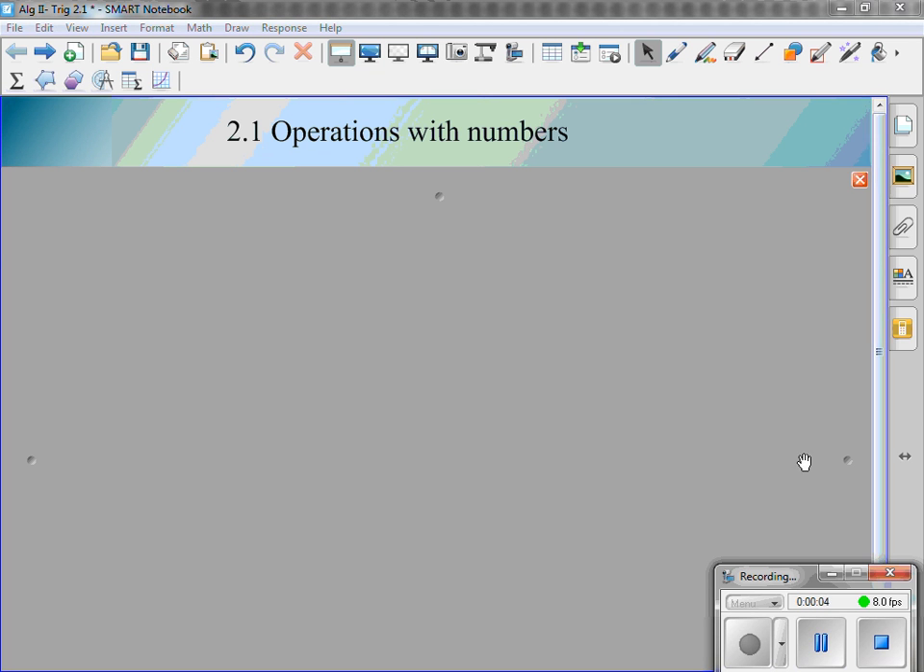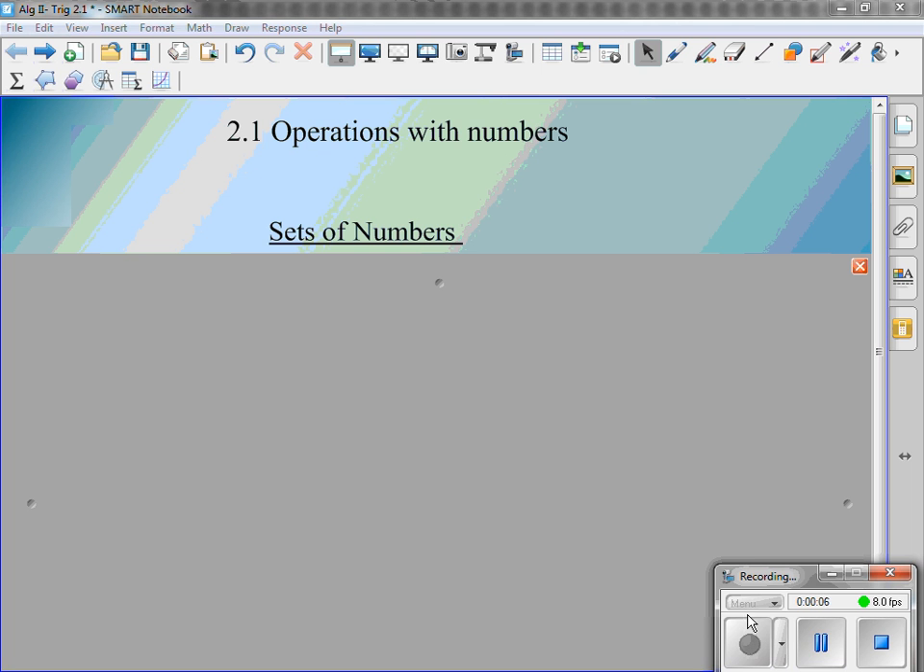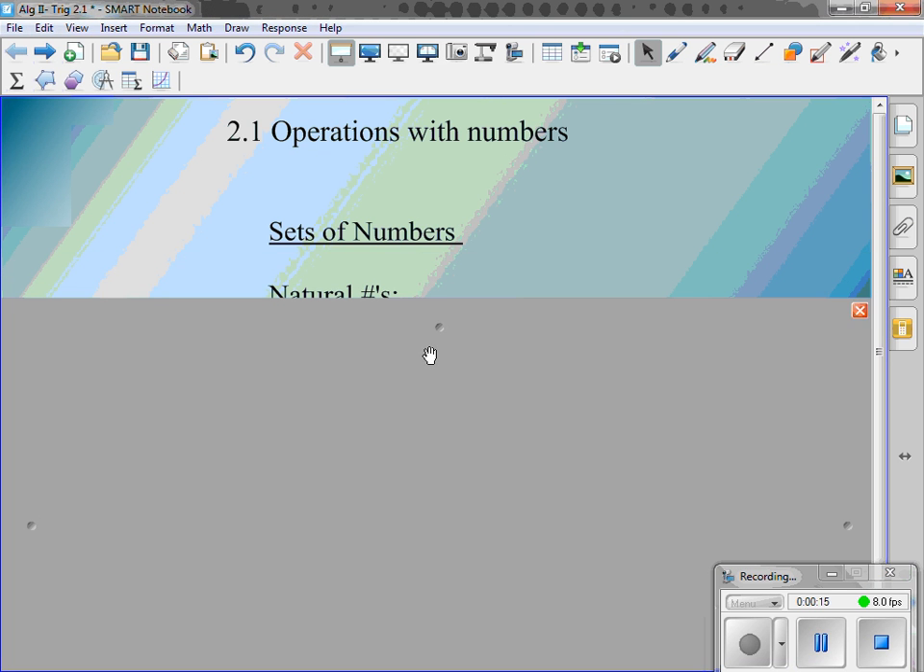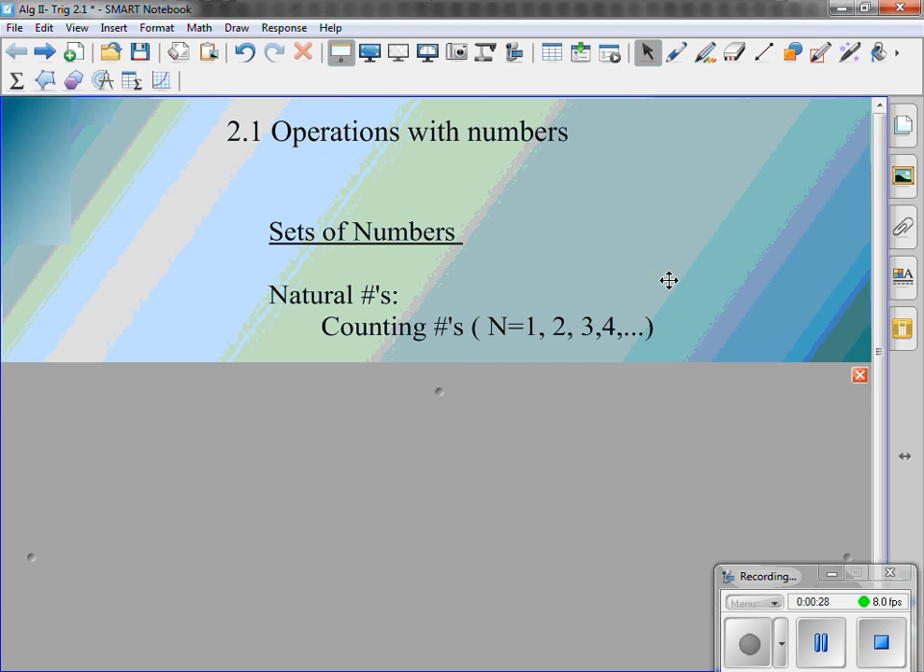2.1, operations with numbers. First thing we're going to talk about are the different types, or the different sets, of numbers. The most basic type of numbers are my natural numbers. Another name for my natural numbers are my counting numbers. Right, 1, 2, 3, 4, 5, 6. We start at 1 and move on. The counting numbers, or the natural numbers, are N equals.